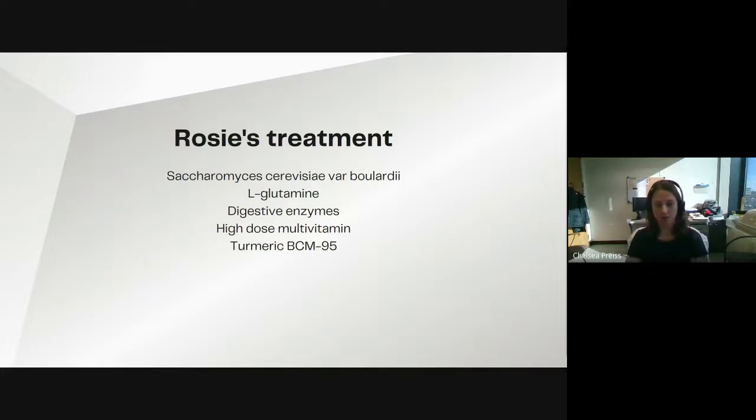So at 1 month into treatment, when she was still doing her elimination diet, she reported having more energy. She no longer needed a nap during the day. She didn't have any more joint pain during the day, although she did still have some at night.